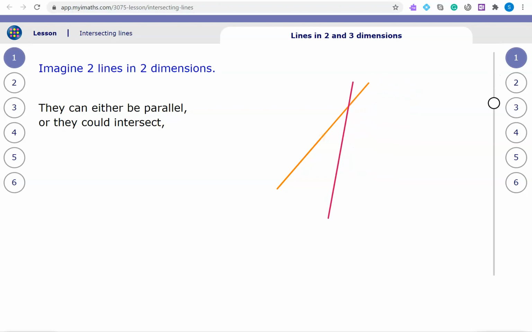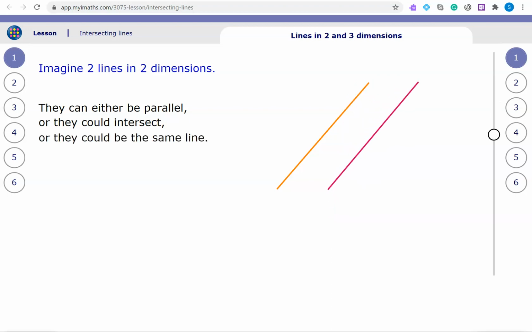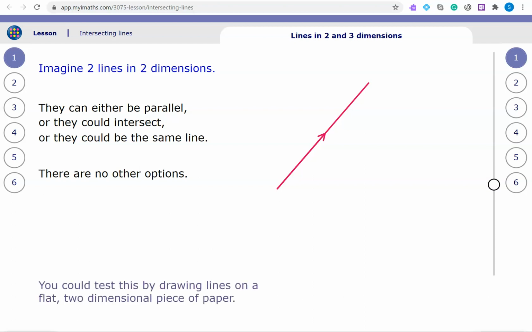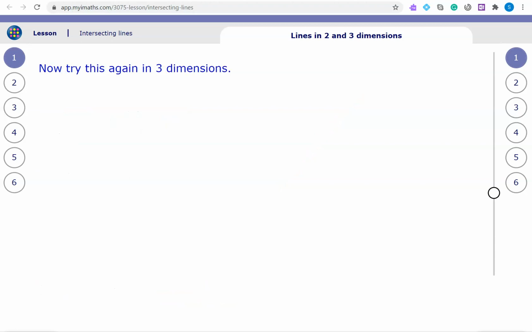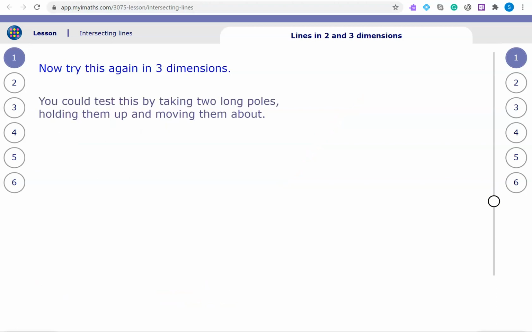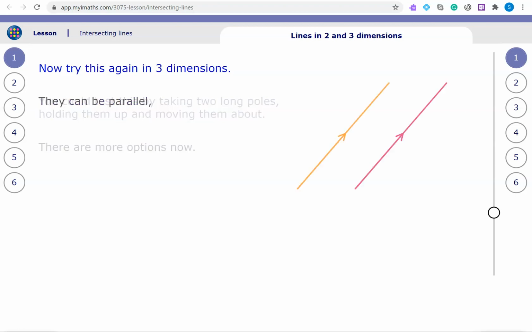they are not parallel, in which case they do intersect, or they could be a line that's one on top of another. In other words, they intersect all the way along that line. Those are 3 options we have in 2 dimensions. Now, if we deal with 3 dimensions, we have to think in slightly different ways. Lines could be parallel.